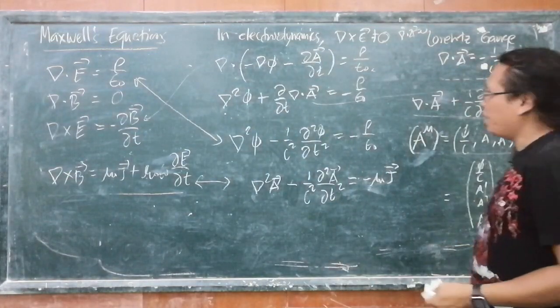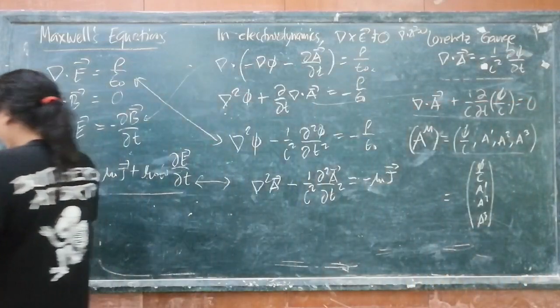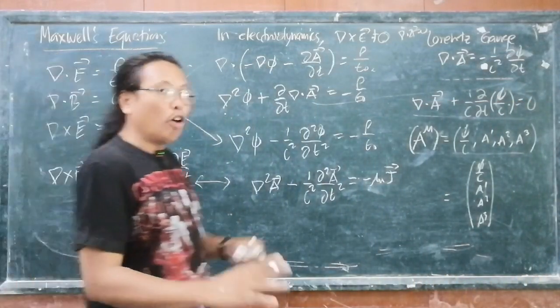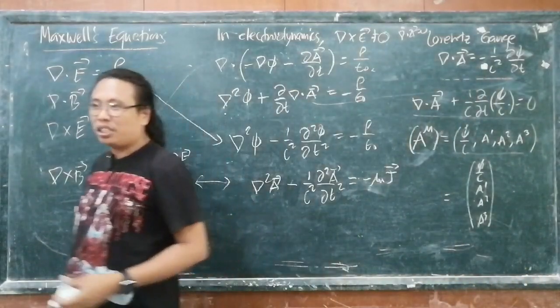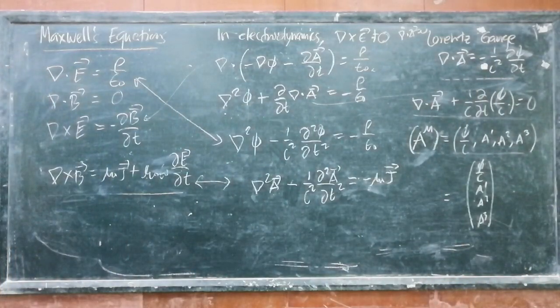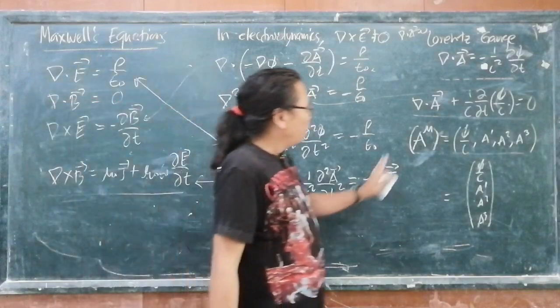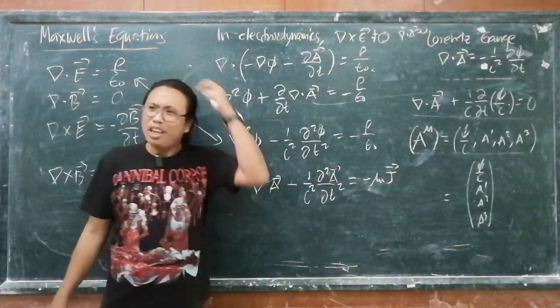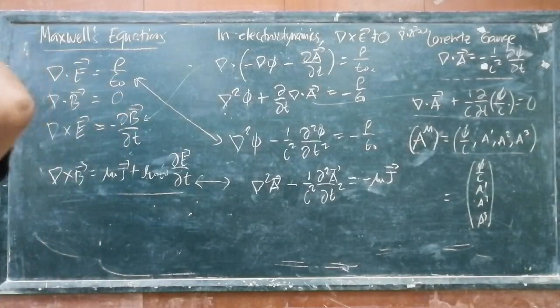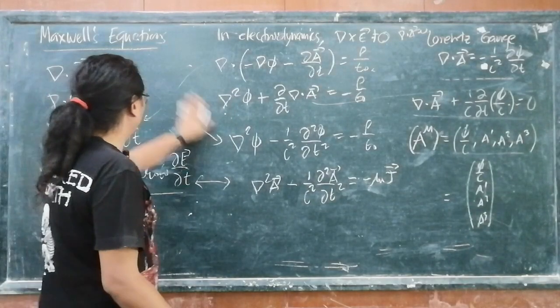So anyway, we are now ready to develop relativistic electrodynamics through this. We're now in the world of four-vectors. What's a four-vector? You will read about the four-vector. That's actually a four-dimensional vector.